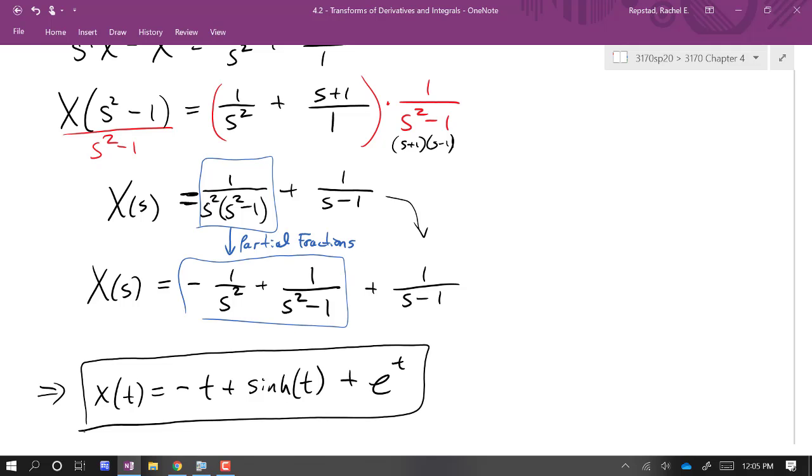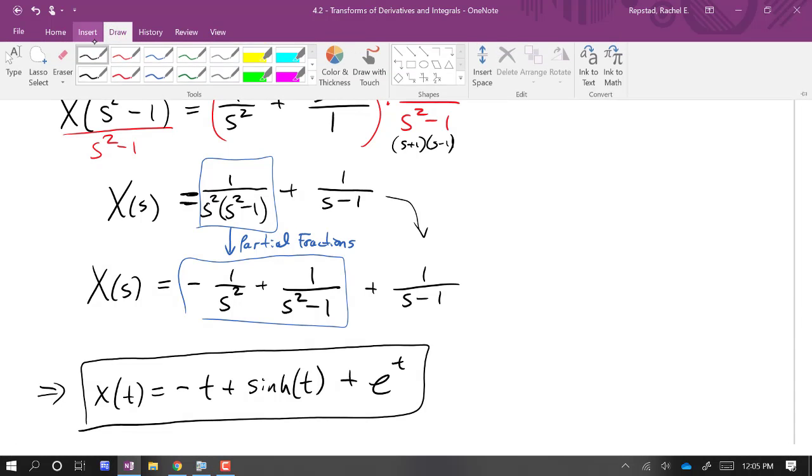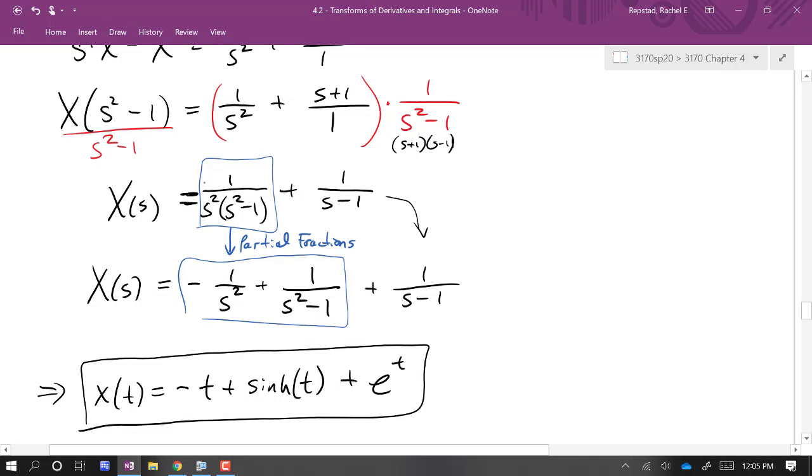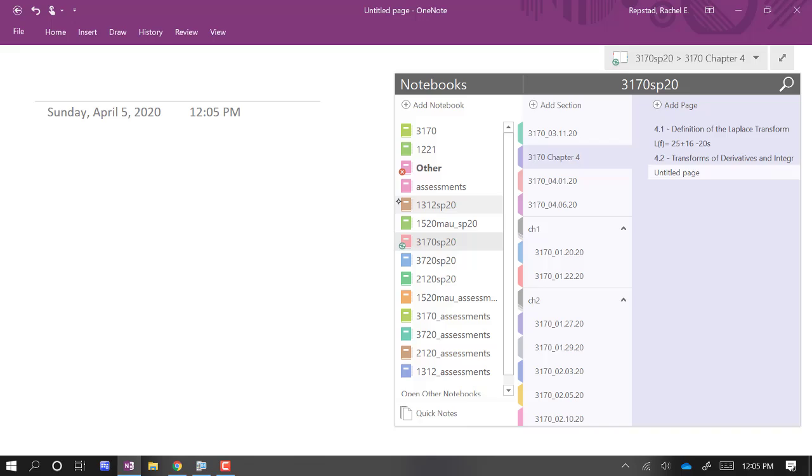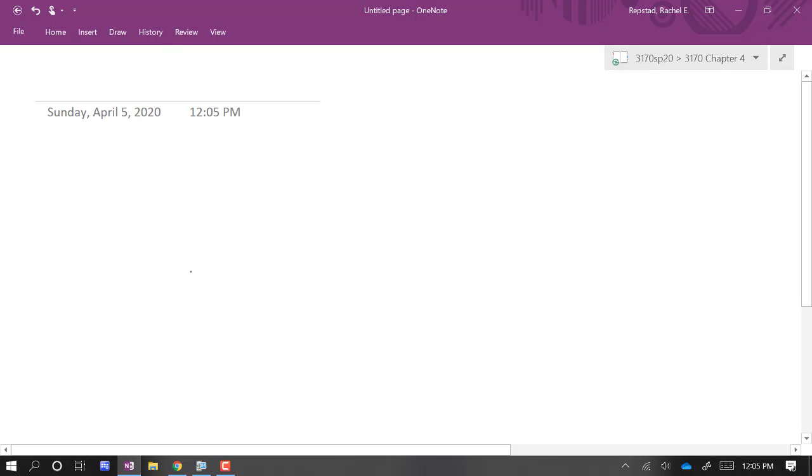So now I'm going to show you partial fractions on this fraction in the blue box here, the 1 over s squared times s squared minus 1. And I'll do this on a separate page. It's just a bunch of algebra, but maybe it's been a little while since we've had to do it. So our fraction is 1 over s squared times s squared minus 1.